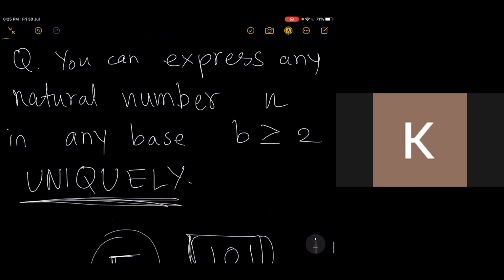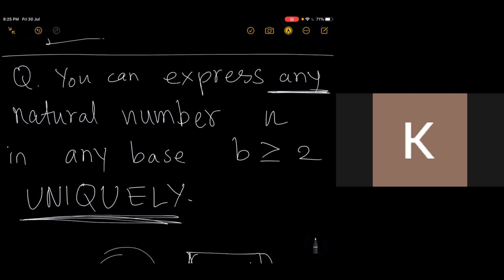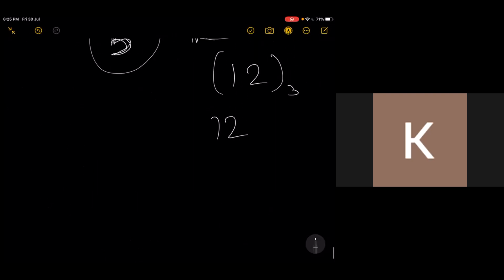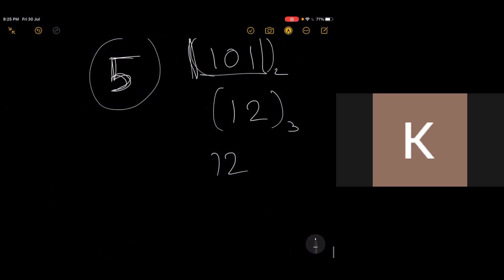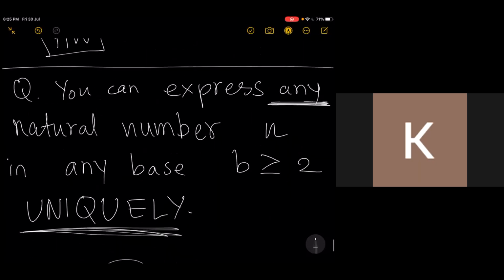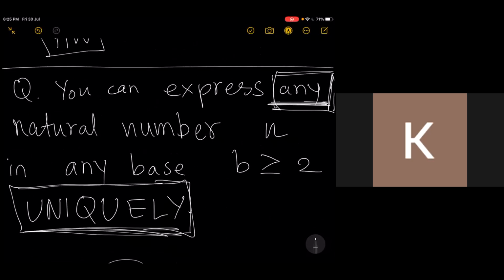And this word any is important because it ensures that you can write every number. There might be some number x which you can write in base 10, but you cannot write in base 2. Can this happen? No, it cannot happen. This is basically what the statement is saying. You can write anything you can write, and the representation will be unique. These two words are very important in this question.